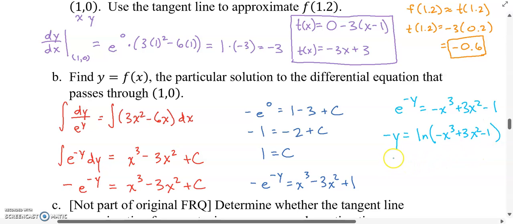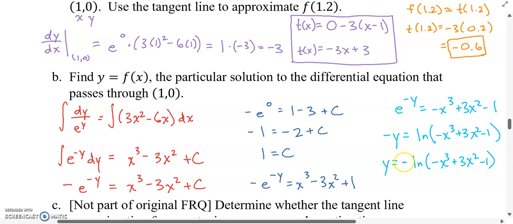And then we have to get rid of that negative, so y is equal to negative the natural log of negative x cubed plus 3x squared minus 1. And that is the particular solution to the differential equation that passes through the point 1, 0. It's kind of a mess, but it is acceptable.